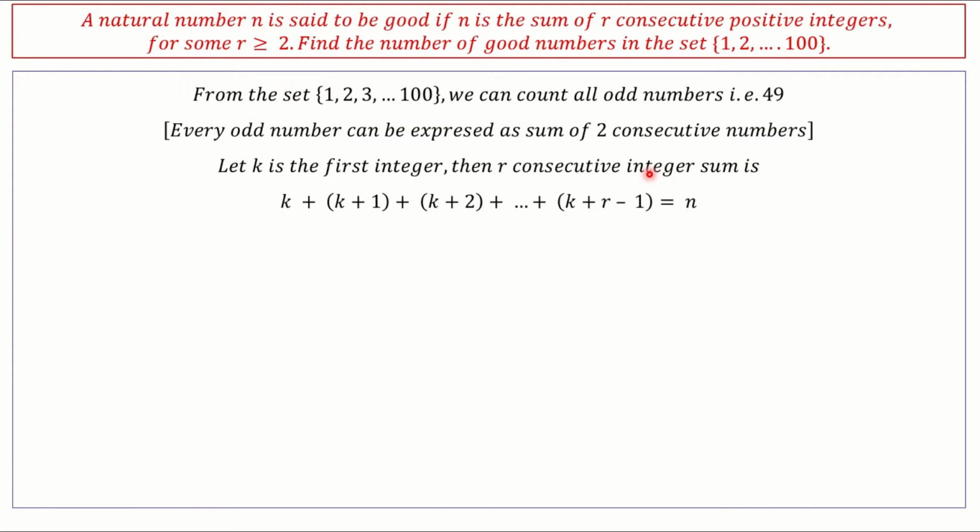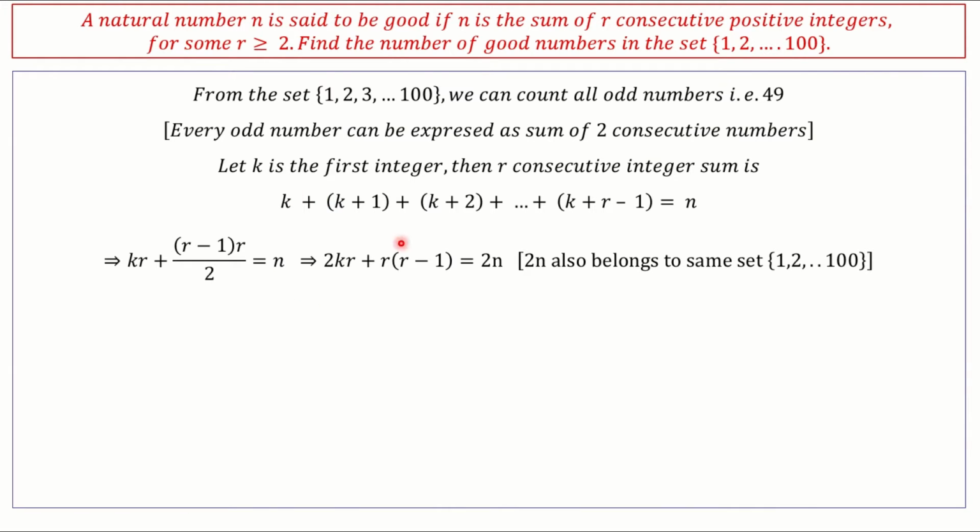Now odd numbers we already calculated. So n is even. For even n, we will try to see how many values we'll get. Okay, so this is an arithmetic progression. So the sum is basically r by 2, because r terms are there, r by 2 into first term, that is k, plus last term, k plus r minus 1. So you simplify, you get kr plus r minus 1 into r by 2 equal to n.